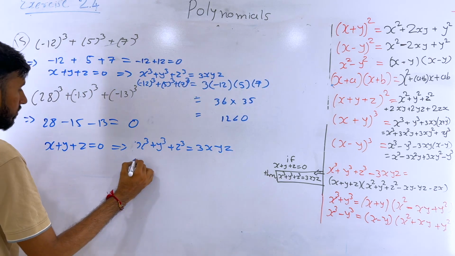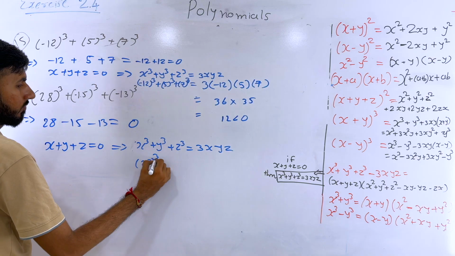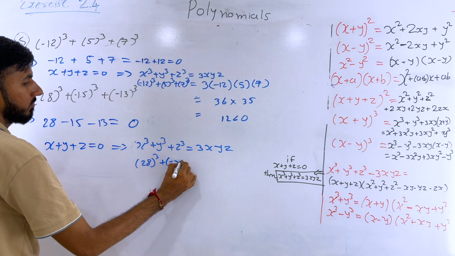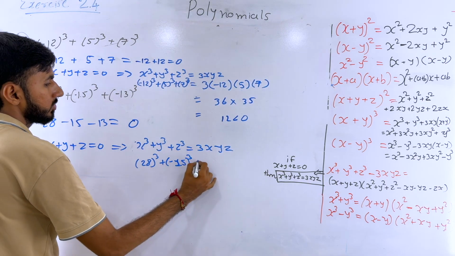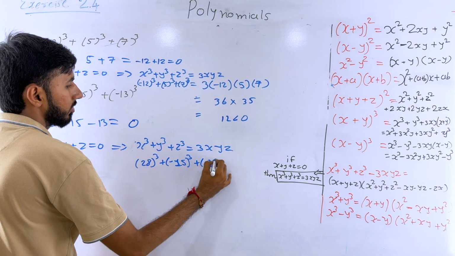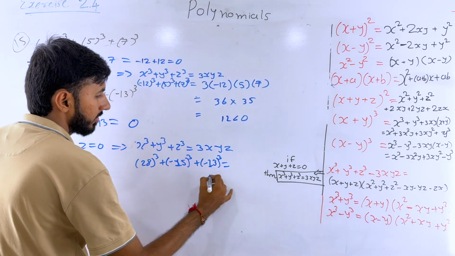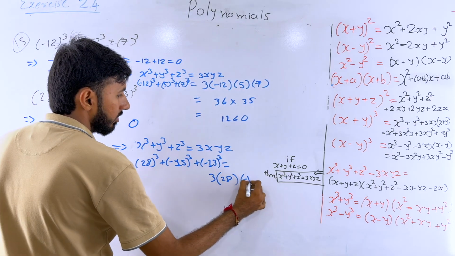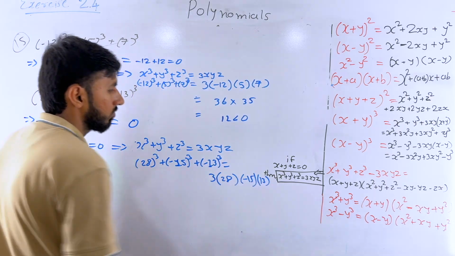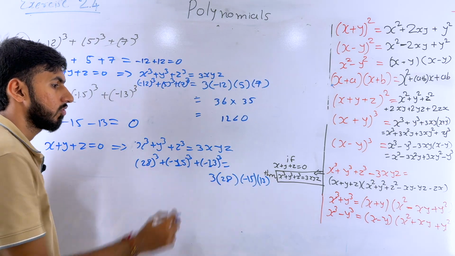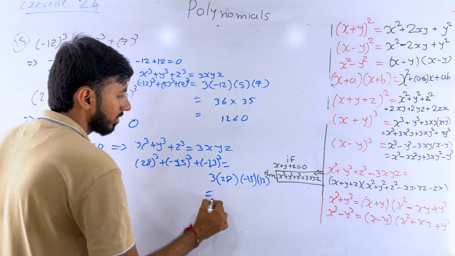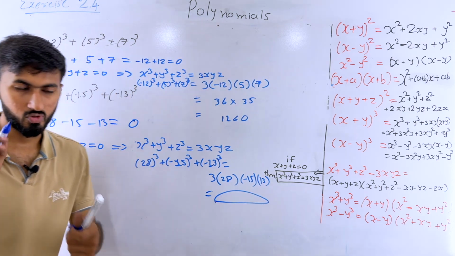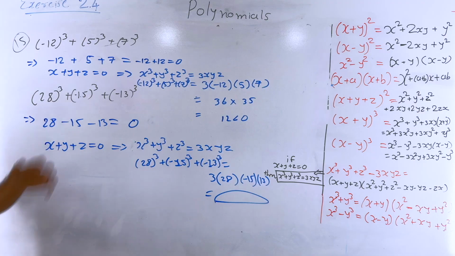So here I have x cube is 28 cube plus y cube is minus 15 cube plus z cube is minus 13 cube. So my answer will be 3 in the bracket x, that is 28, y that is minus 15, and z that is minus 13. So you have to do the multiplication of all these, and you will get the answer. I am not doing the multiplication here, you can do it, right? Now we will see question number 16.